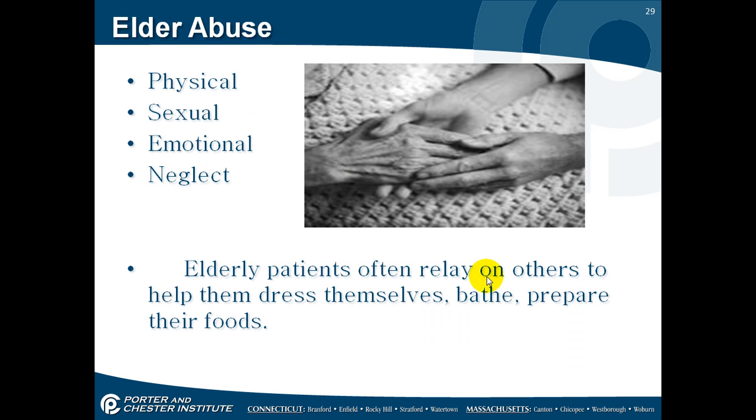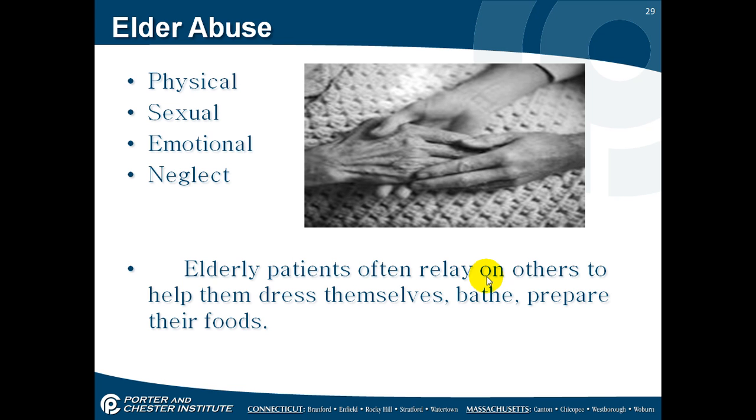Elderly abuse. Unfortunately, elderly abuse is on the rise. There's physical, sexual, emotional neglect. They just rely on others, and it's also found in nursing homes, in these places where you think that they have hired people to care for the elderly. You would think that this is just somebody neglected in their home, but it's nursing homes.